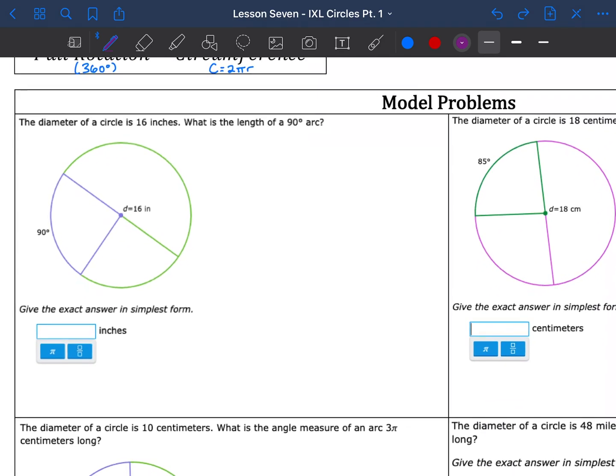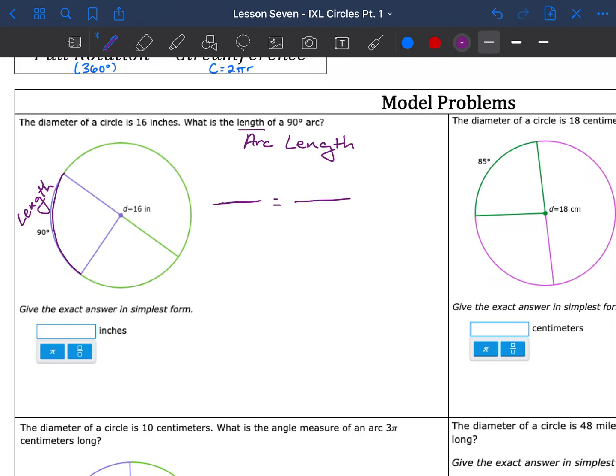The diameter of the circle is 16 inches. What is the length of the 90-degree arc? It says length, so we're dealing with arc length. Keep that in mind. We're doing the arc length of the 90-degree arc, so we're trying to find this length. Awesome, I have everything I need to know. I know my proportion, and I'll set it up right here.